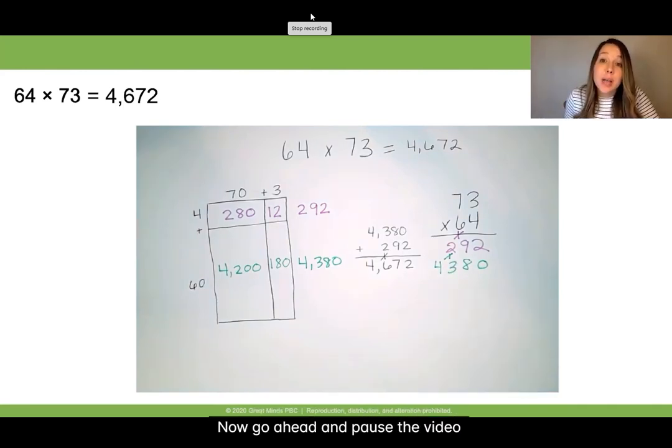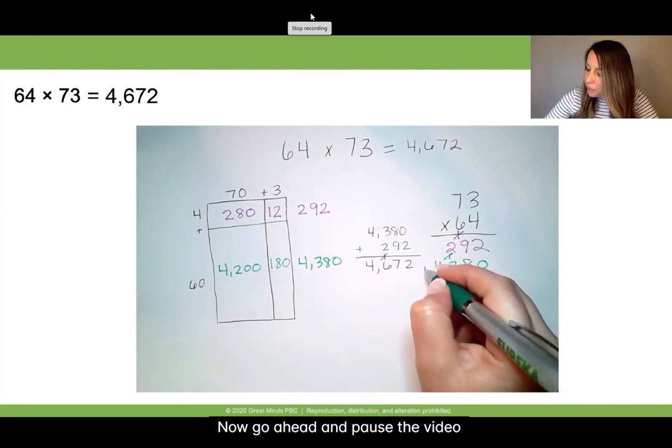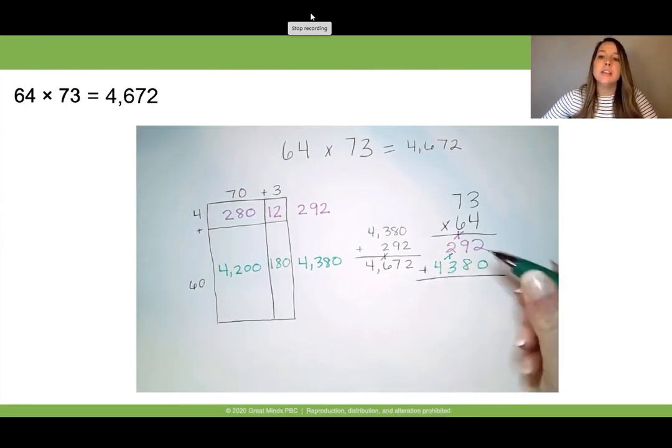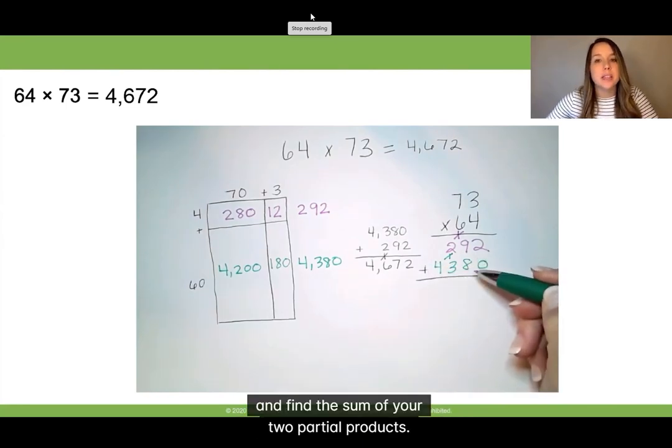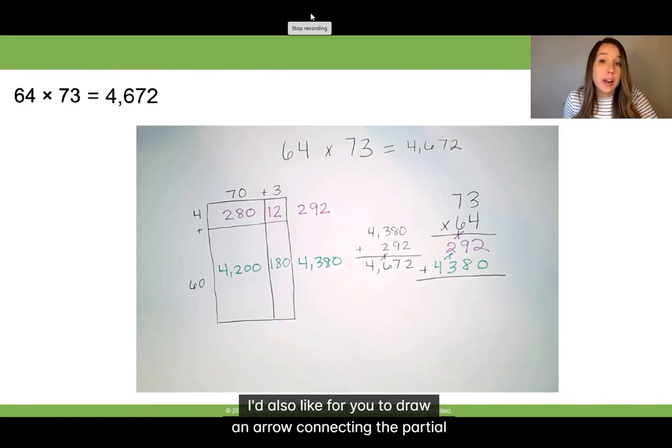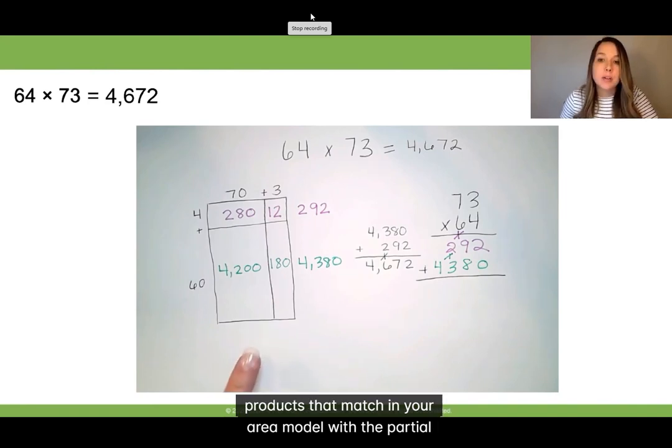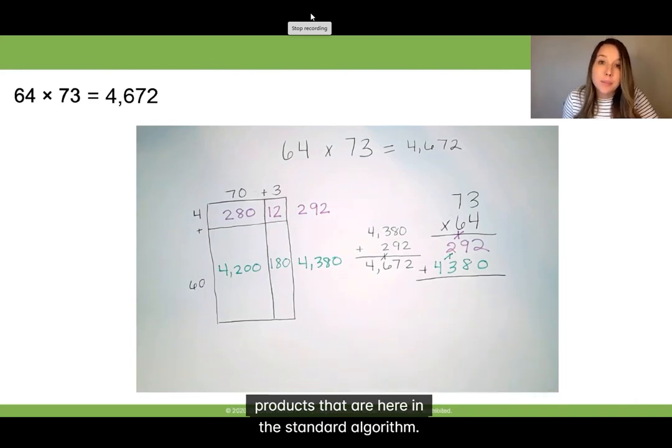Nice work. Now go ahead and pause the video and find the sum of your 2 partial products. I'd also like for you to draw an arrow connecting the partial products that match in your area model with the partial products that are here in the standard algorithm. When you're finished, come back and we'll check.